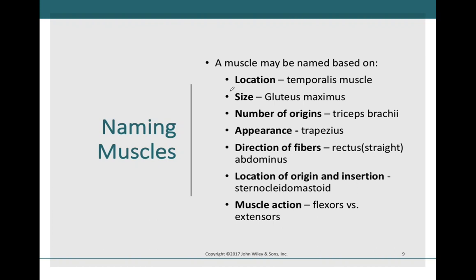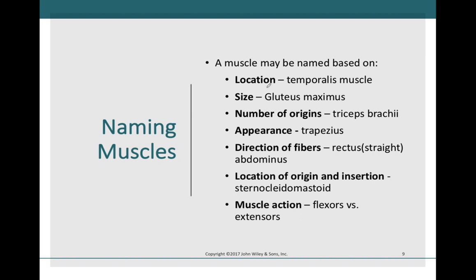Certain different muscles might be found in the same area, but they might be bigger or smaller than each other, so we will also use the size of the muscle to denote the names of these muscles as well. The number of origins, as well as the location of the origin and insertion, so the muscle attachment points, can also play a major role in how we name muscles. The fiber direction, as well as the appearance, are two other criteria that we can use. Certain muscles are simply named based on the way that they look, and muscles will also be named based on the actions that they provide for the body. So flexor and extensor muscles on the forearm are going to indicate the action of those groups of muscles. So let's go over each one of these specifically, and I'll give you an example of where we will use this naming criteria in the body.